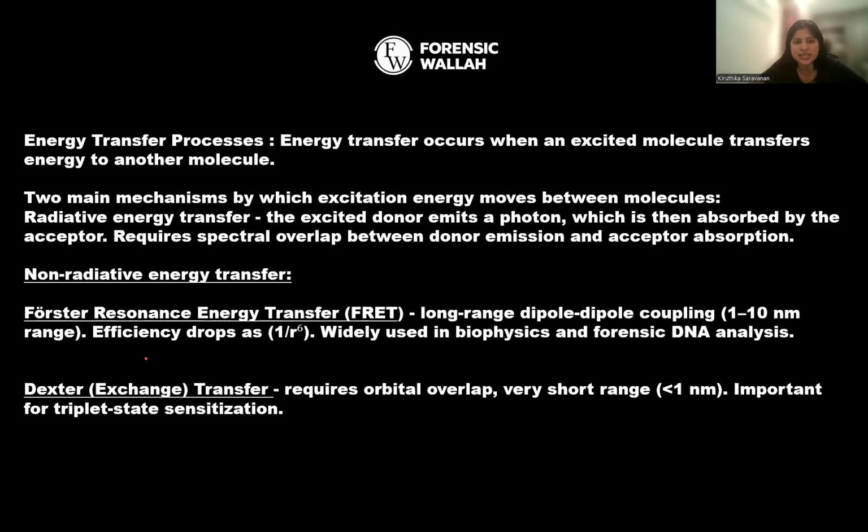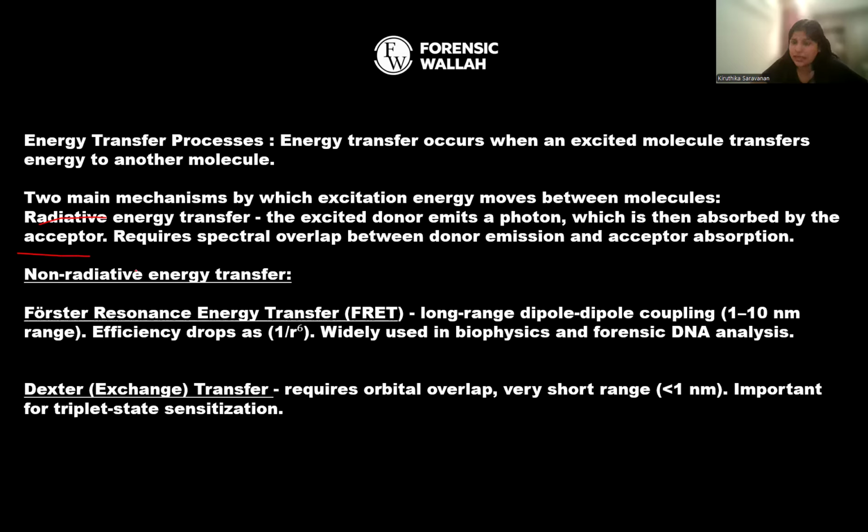So there are two main reactions in which the excited energy moves between molecules. As you can see, there is radiative energy transfer. The excited donor will emit a photon. Okay, this emitted photon is then absorbed by the acceptor. Okay, so that is the energy transfer process.